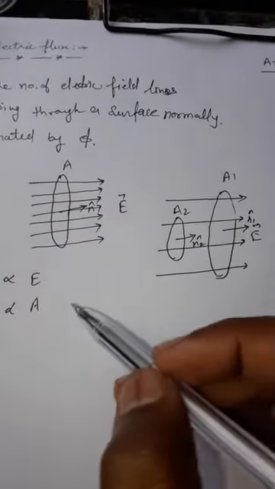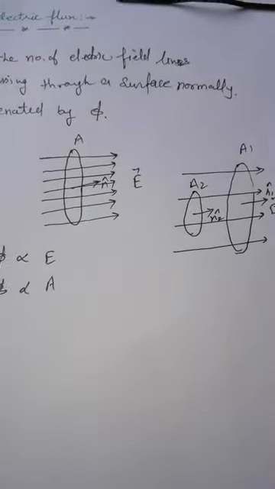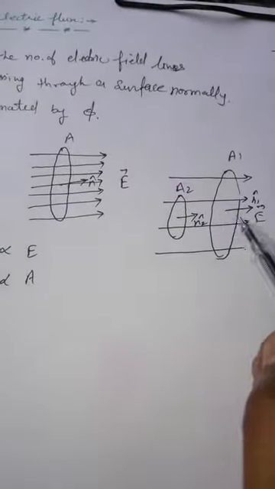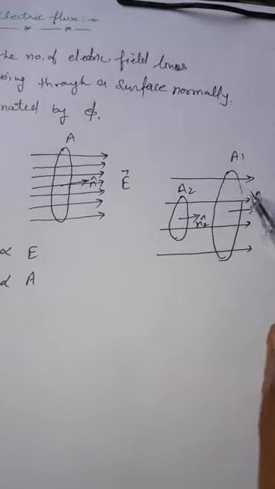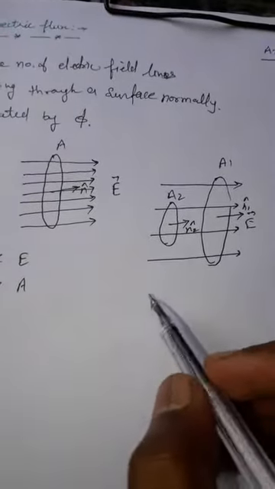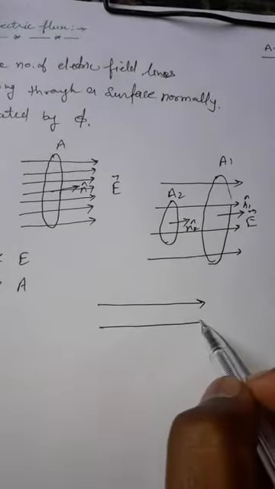and hence we can say flux depends upon area. Now another term is that flux also depends upon the orientation of this surface, or we can say the direction of the electric field passing through the surface. For example, let us consider the electric field in this direction.